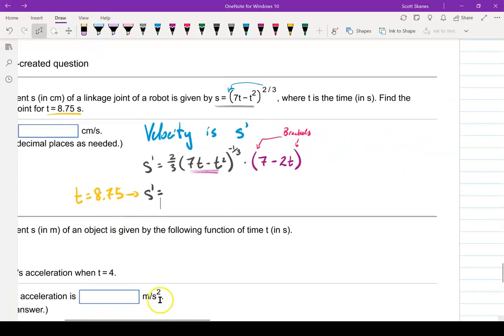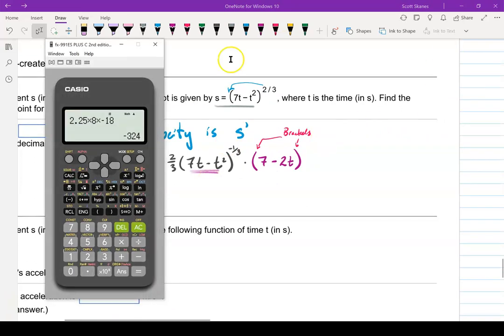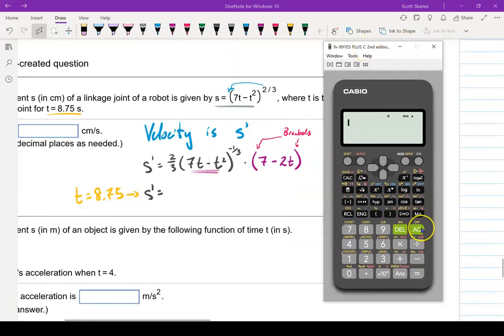I'm just going to put time of 8.75 into this, and I'll show it on my calculator. You can show it on paper if you want. Let me bring up the calculator and show it. So I'm just going to tap it in. 2 over 3 bracket 7, and then I want 8.75 in this, minus 8.75 squared. Close the brackets, be very careful to put this in right. Power of negative 1 over 3, and then 7 minus 2 times 8.75. Again, make sure you close all the brackets appropriately. And I've got 2.8189.